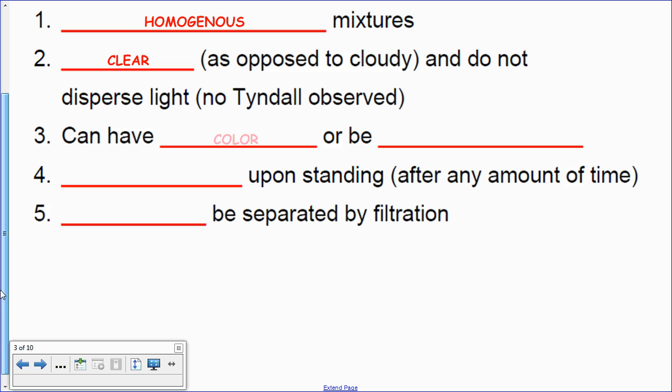You can have color or be colorless if you're a solution. So you can be tinted, but you have to be clear without any cloudiness. They do not settle upon standing, or any amount of time. You can make a solution, and it will be a solution for the rest of eternity, assuming it doesn't dry up. It cannot be separated by filtration. So you pour a solution through a filter, it goes straight through the filter because it's completely homogeneous. The particles of it are so small they're at the atomic level. Cannot be separated by filter.